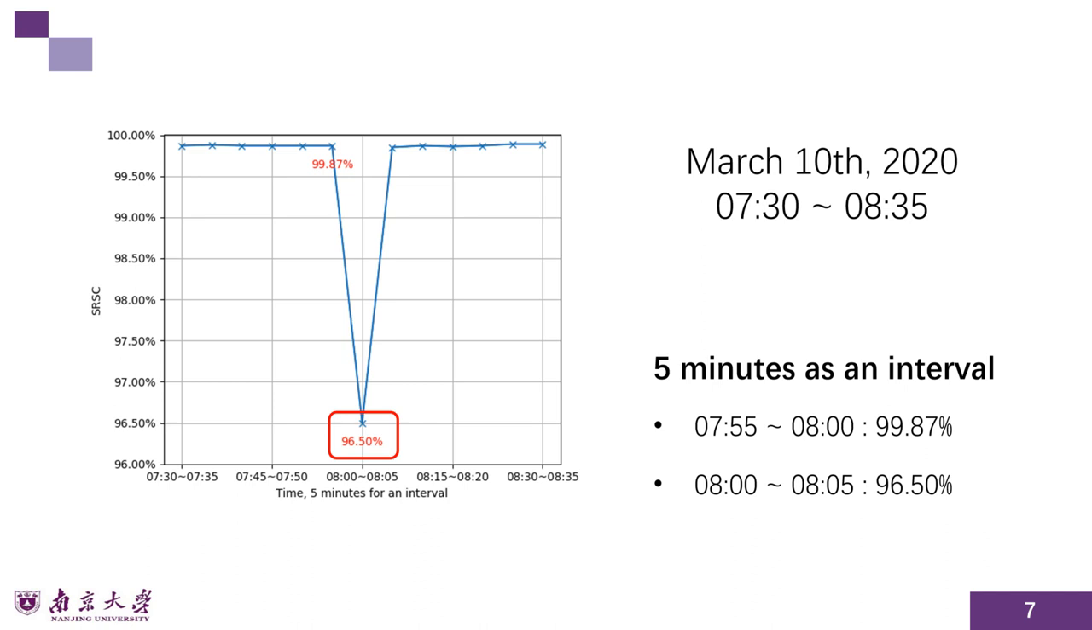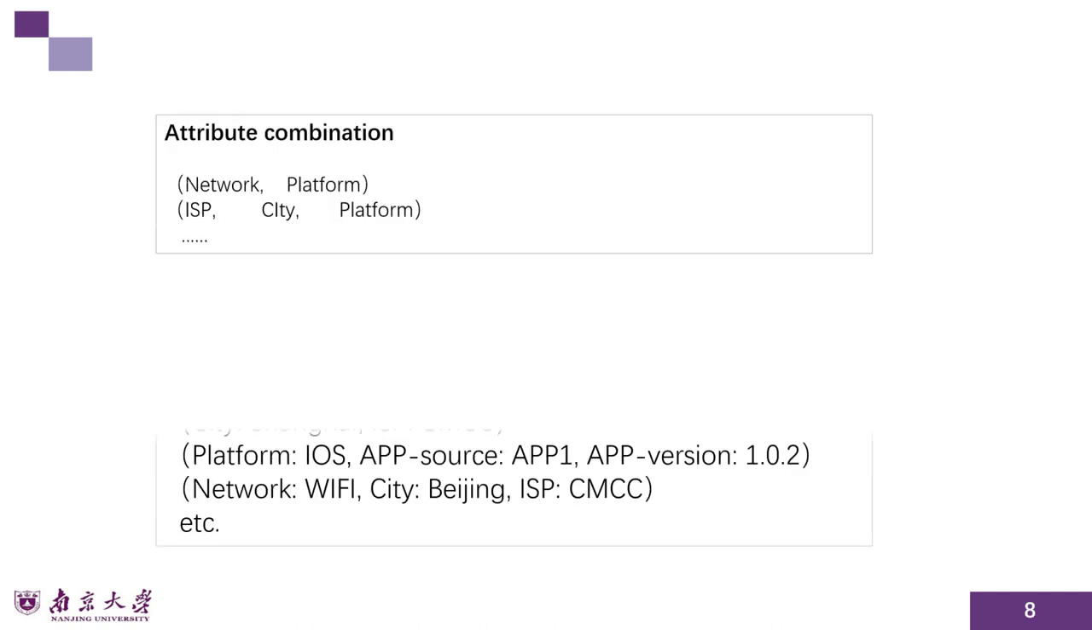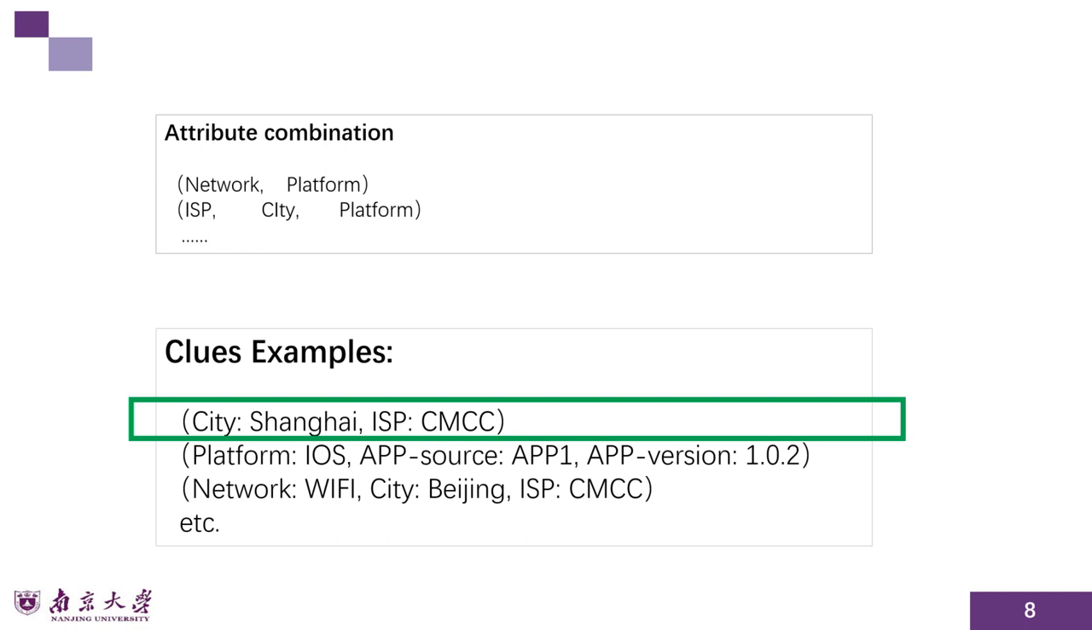Then we need to run our tool to find the attribute combination which results in the decline. For example, Shanghai of City, CMCC of ISP. It reveals that some anomalies occurred on CMCC at Shanghai.